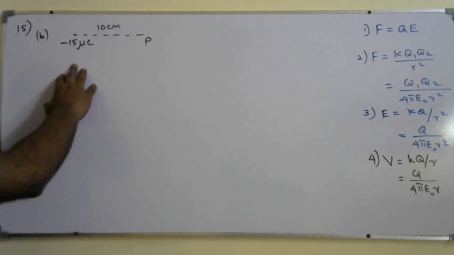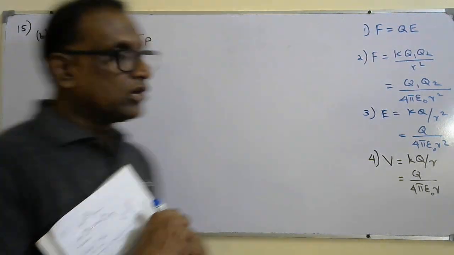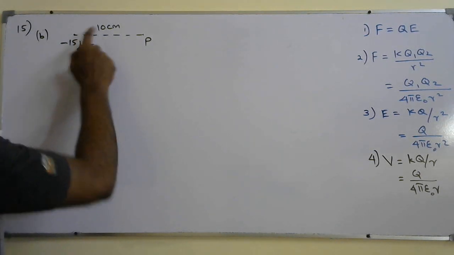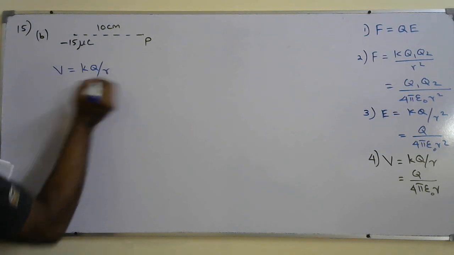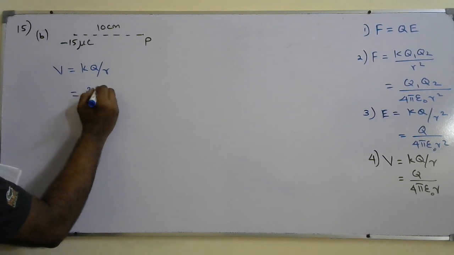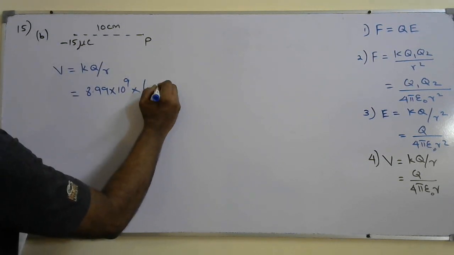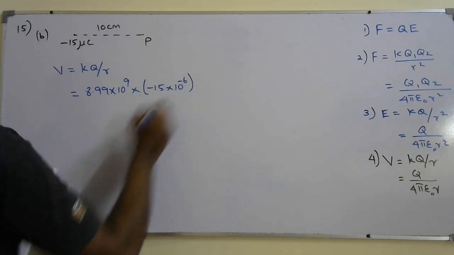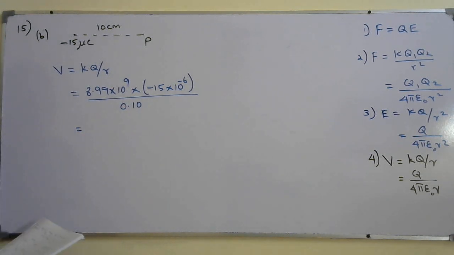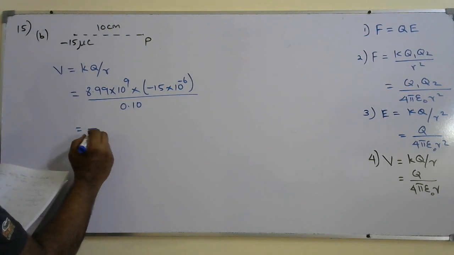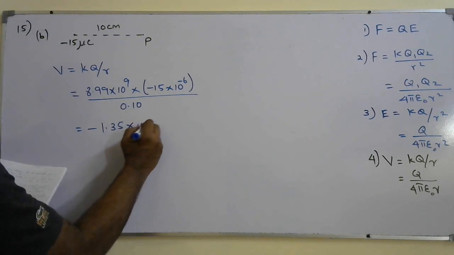Okay, so the next question, there's a point charge, negative 15 microcoulomb. Find the electric potential of this point charge at point P, which is 10 centimeter away. So same equation, V equals KQ over R. I told you we should include the sign of the charge: 8.99 times 10 to the power 9, which is K, Q is negative 15 times 10 to the power minus 6, over R is 0.10. Solve it, you will get the answer, that is negative 1.35 times 10 to the power 6 volt.